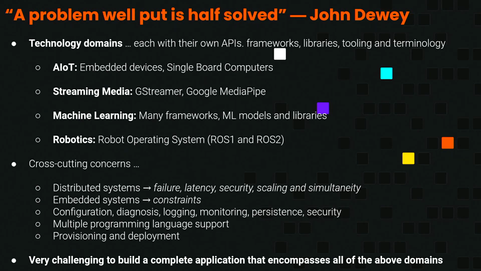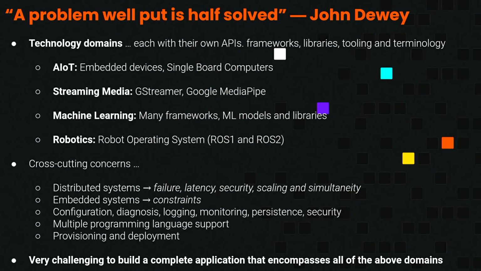Your concerns when you're doing media are different from when you're doing machine learning, and yet if you want to build these sort of modern applications, you need to bring all these things together coherently. And on top of that, there's also all the other concerns you have in terms of failure and security. How do you configure? How do you persist? If you've got multiple programming languages, it's pretty challenging to build systems these days that are reasonably reliable, robust, secure, and so on.